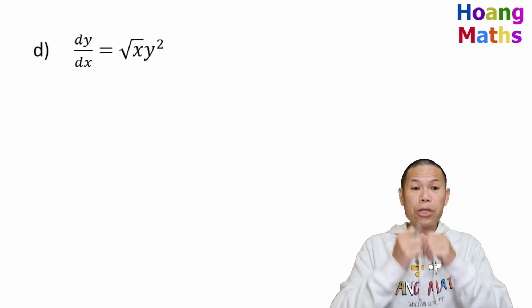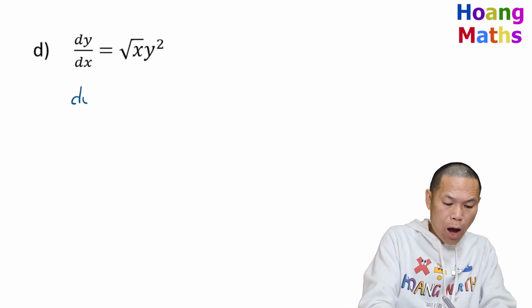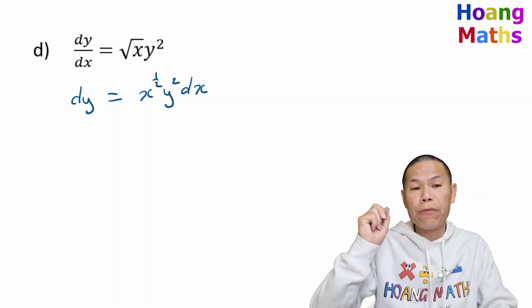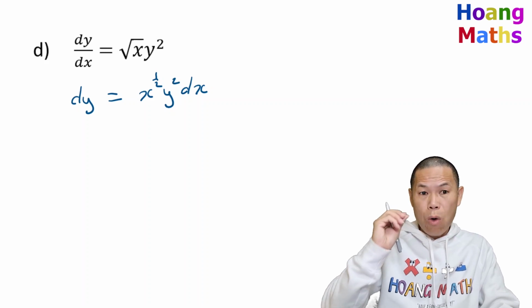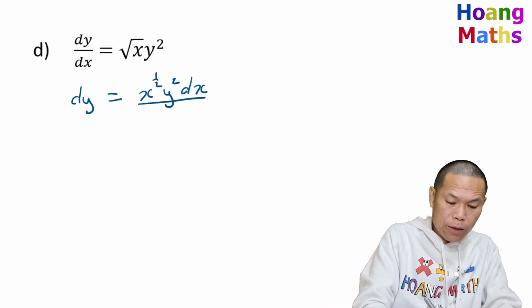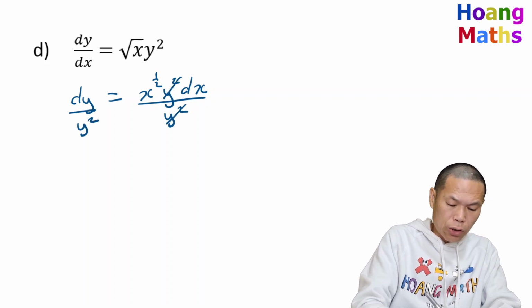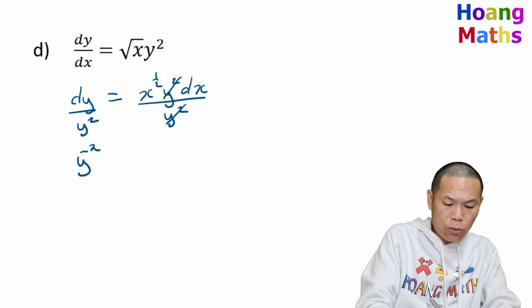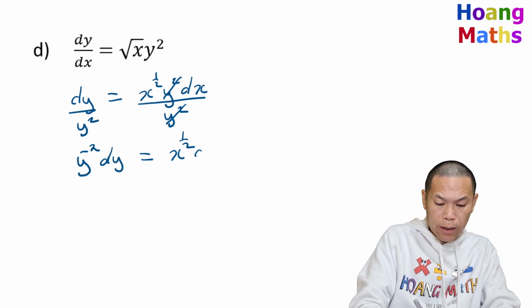Part D. So let me just times dx on both sides. So that will give me dy is x power half y squared dx, because square root of x is the same as x power half. So now I just divide both sides by y squared. So this cancels out. So this means that dy over y squared, which is y power of negative 2 dy, is x power of half dx.